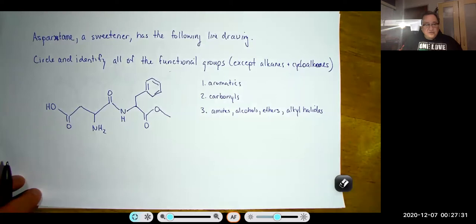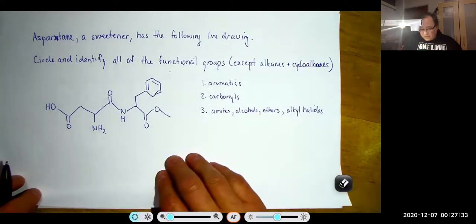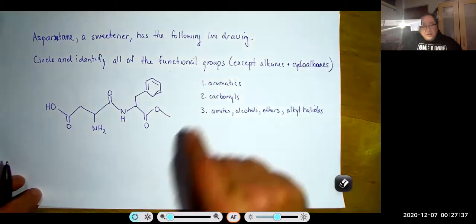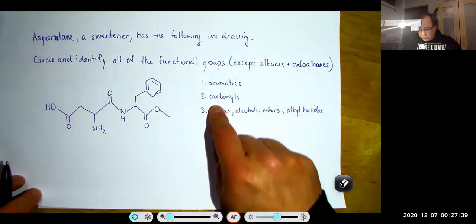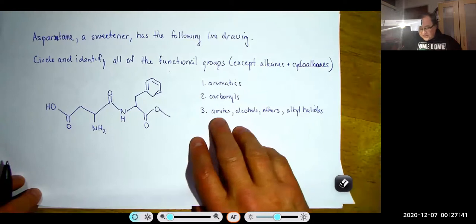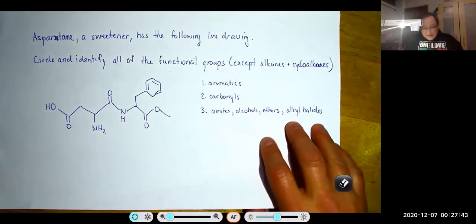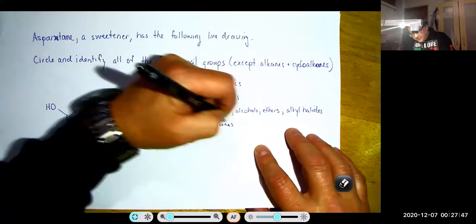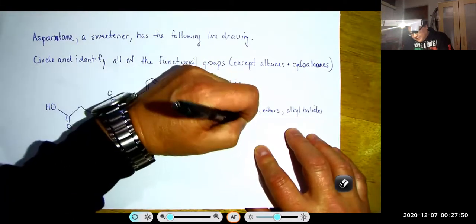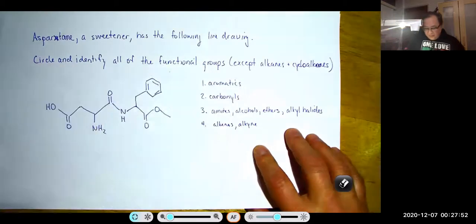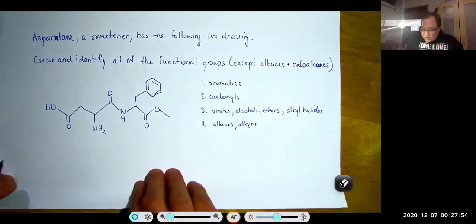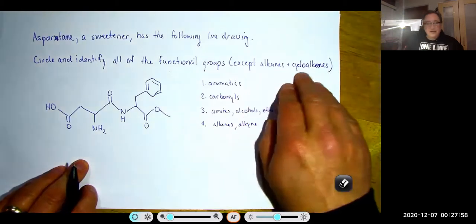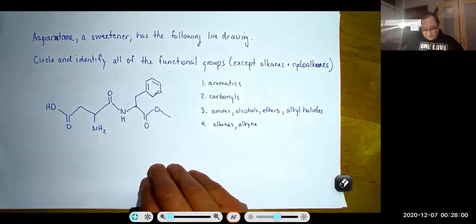Here's what I like to do when I'm identifying functional groups. First, collect the aromatics. Secondly, recognize the carbonyls. Thirdly, do the amines, alcohols, ethers, alkyl halides, alkenes, and alkynes. Okay. For these, we don't really recognize alkanes and cycloalkanes because they're just far too common.